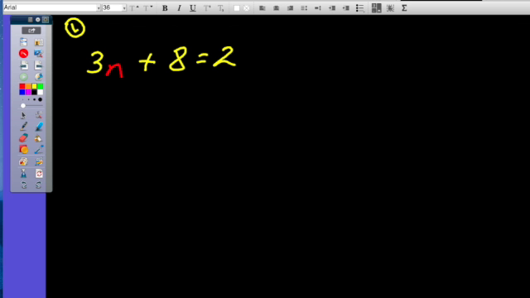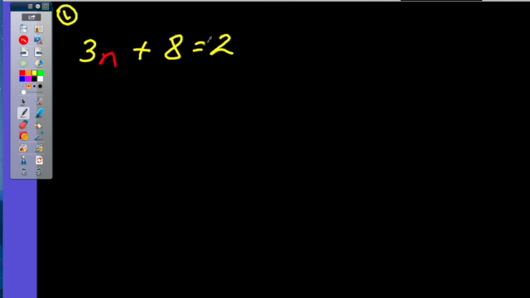Here we're solving two-step equations. What you need to do is isolate the variable. So the first thing we'll look at here is 3n plus 8 equals 2. What we want to do is get the n by itself, so we subtract 8 from each side.